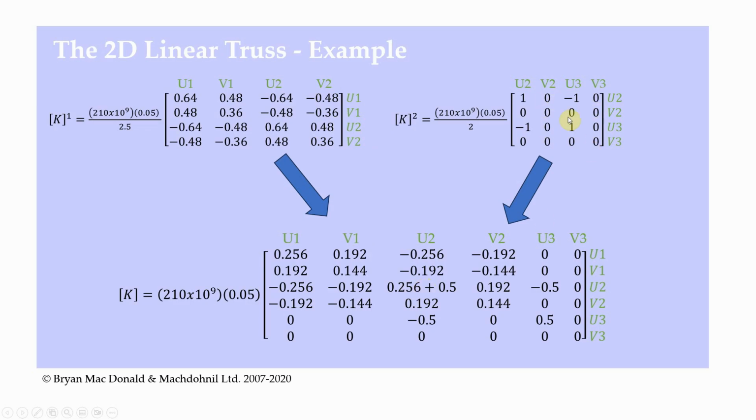So again, if you pause the video here maybe and look, make sure you're happy with where each one of these comes from, and just work your way through each element, and you should see quite easily where they come from. Okay, so now I have my global stiffness matrix assembled.